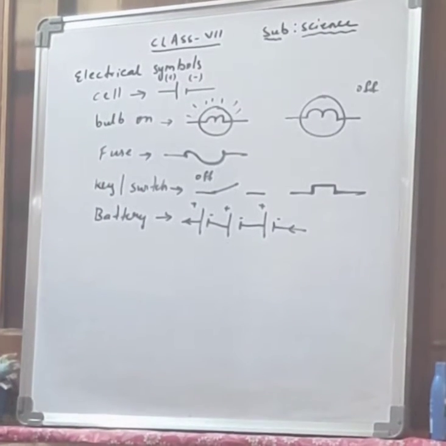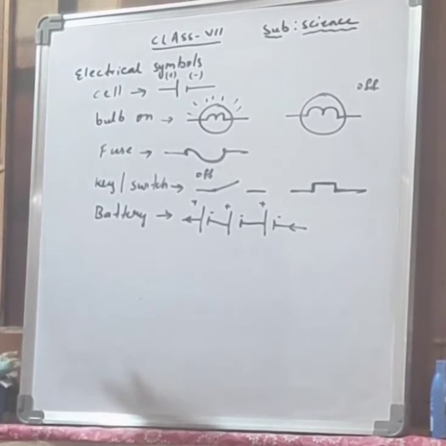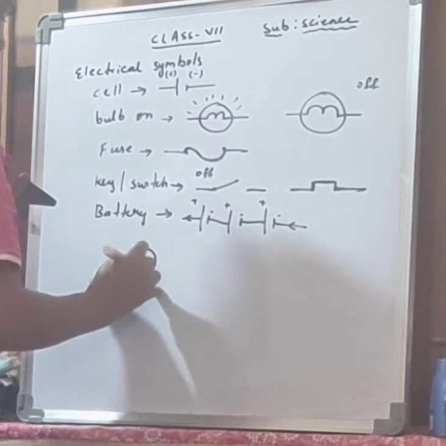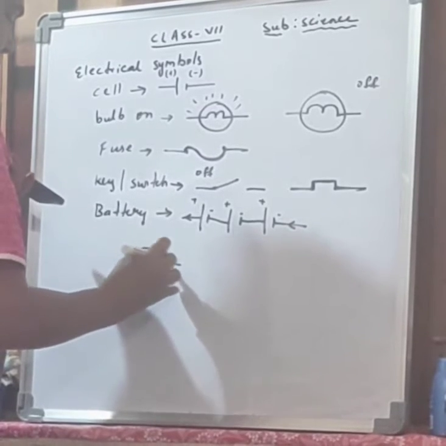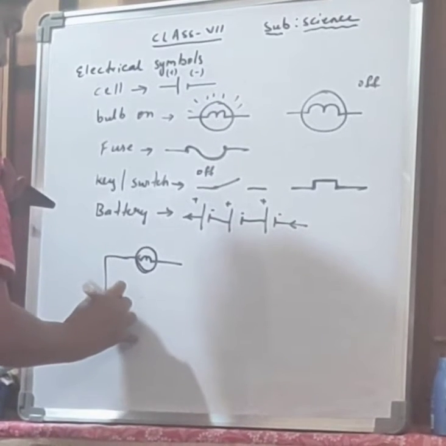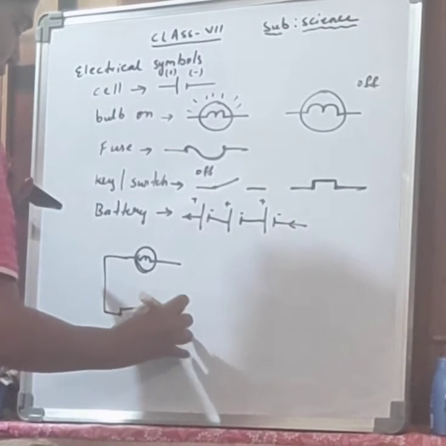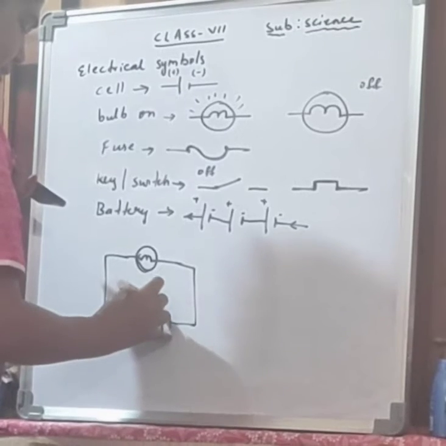So these are the symbols you need to learn, and they will ask you to draw these symbols in the examination also. A simple circuit I already told you: connected with the bulb, one key is there, and one cell is there. And always current flows from positive to negative, remember.